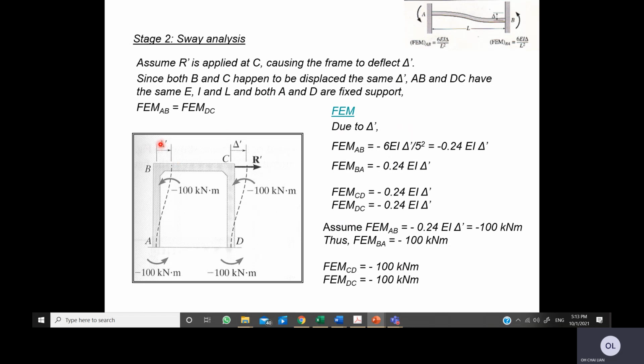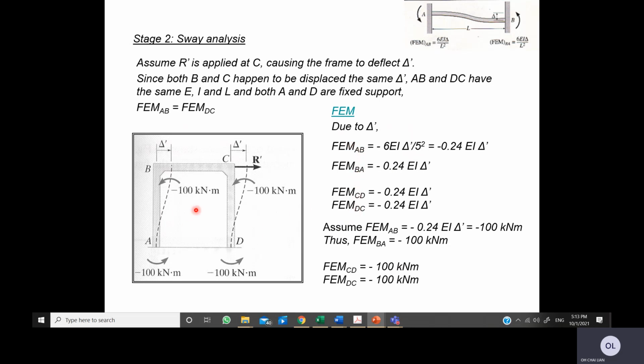In this case, they have put in very clearly the horizontal deflection. B will move to B prime, C will move to C prime with the same value of delta prime. This is what we have assumed in this sway analysis. Then the fixed moment is equal to negative 6EI delta over L squared, where delta here is delta prime and the length is 5. And you will get all the fixed moments AB, BA, CD, and DC.